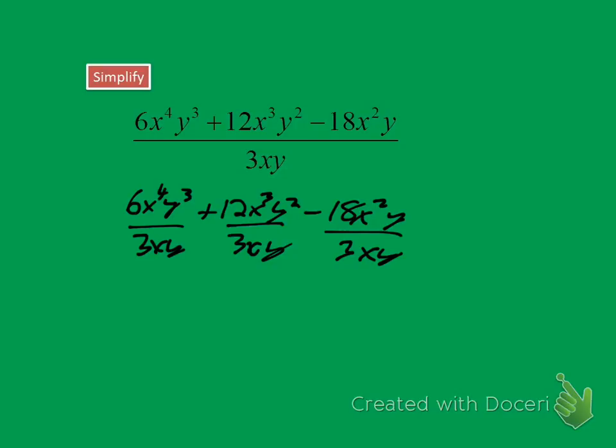Okay, so you have 6x to the fourth y cubed over 3xy. So 6 over 3 gives you 2. X to the fourth over x gives you x to the third. Y to the third over y gives you y to the second. All right. Your next sign is plus.